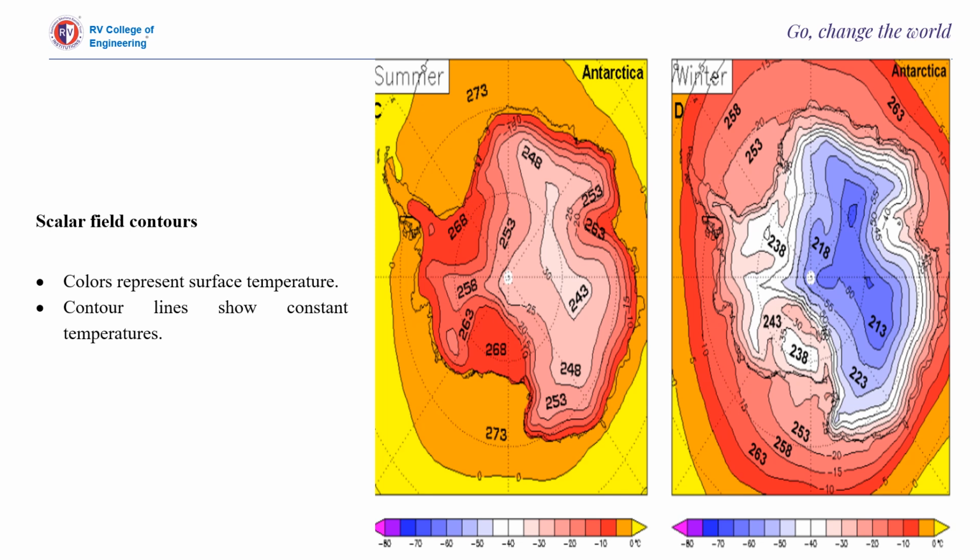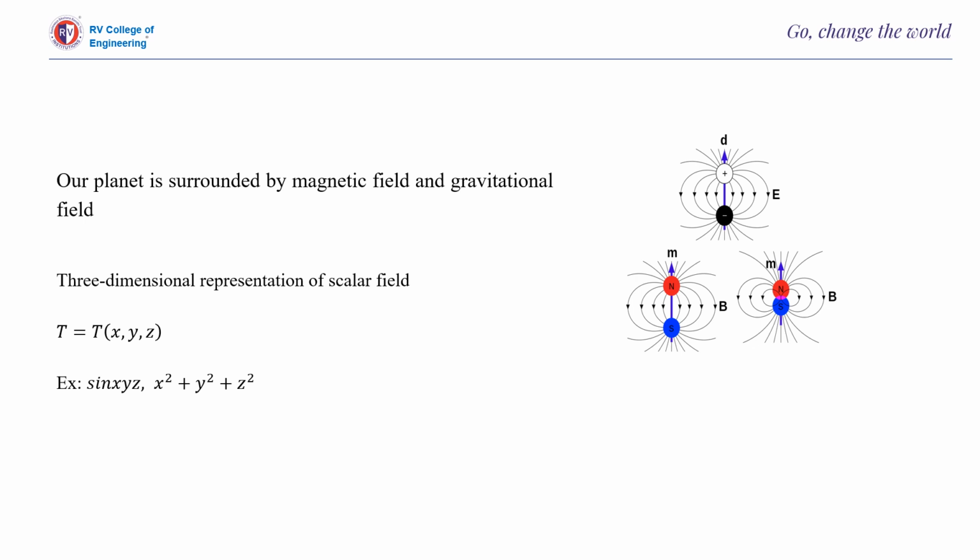As you are observing, scalar fields are represented by contours. The colors represent the surface temperatures and the colored lines show the constant temperature. As you know, Earth is surrounded by a magnetic field and a gravitational field. And physics says there are many scalar fields in the universe which we don't know.